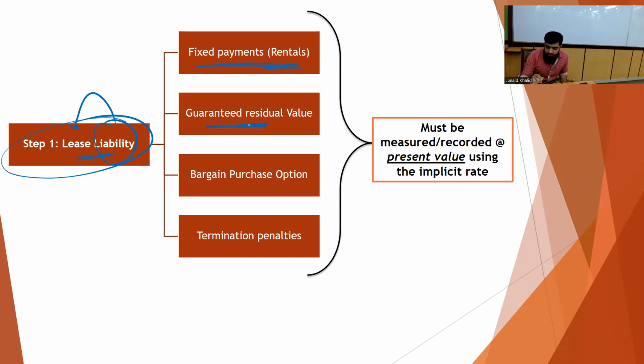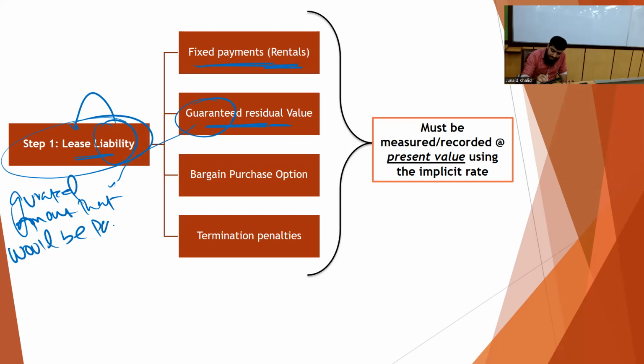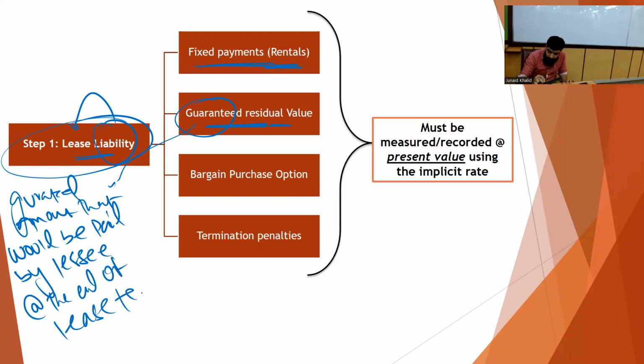Number two, that is the guaranteed residual value. Now, what is that guaranteed residual value? It's a guaranteed amount that would be paid by the lessee at the end of the lease term. What I said, it's a guaranteed amount that would be paid by the lessee at the end of the lease term. Let's take an example.